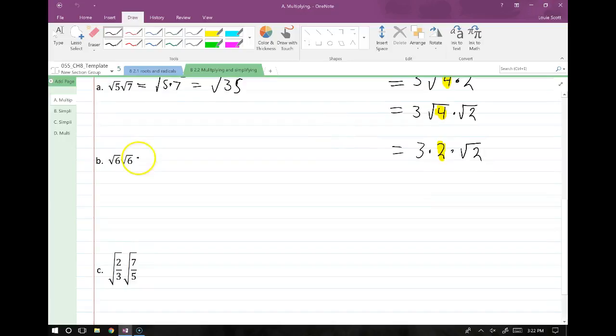All right. So with this one, right, root 6 times root 6. Obviously, if we extend the square root, this is 6 times 6, which is 36. The square root is 6. You okay?